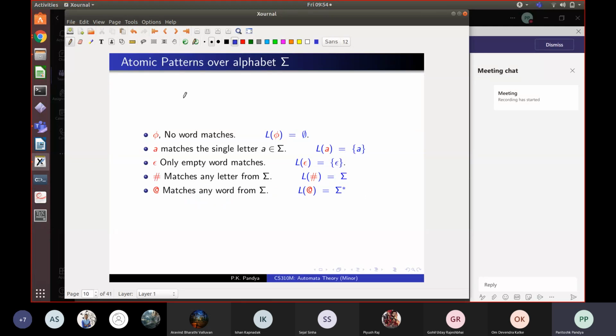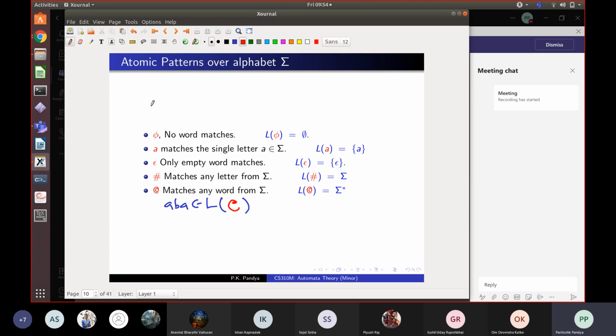Okay, and then we have got at. At matches any possible word from sigma. So the language of at is sigma star. So any string like ABA will belong to the language of at, right? Because any arbitrary string will be in the language. Every possible element of sigma star is in the language of at, right?